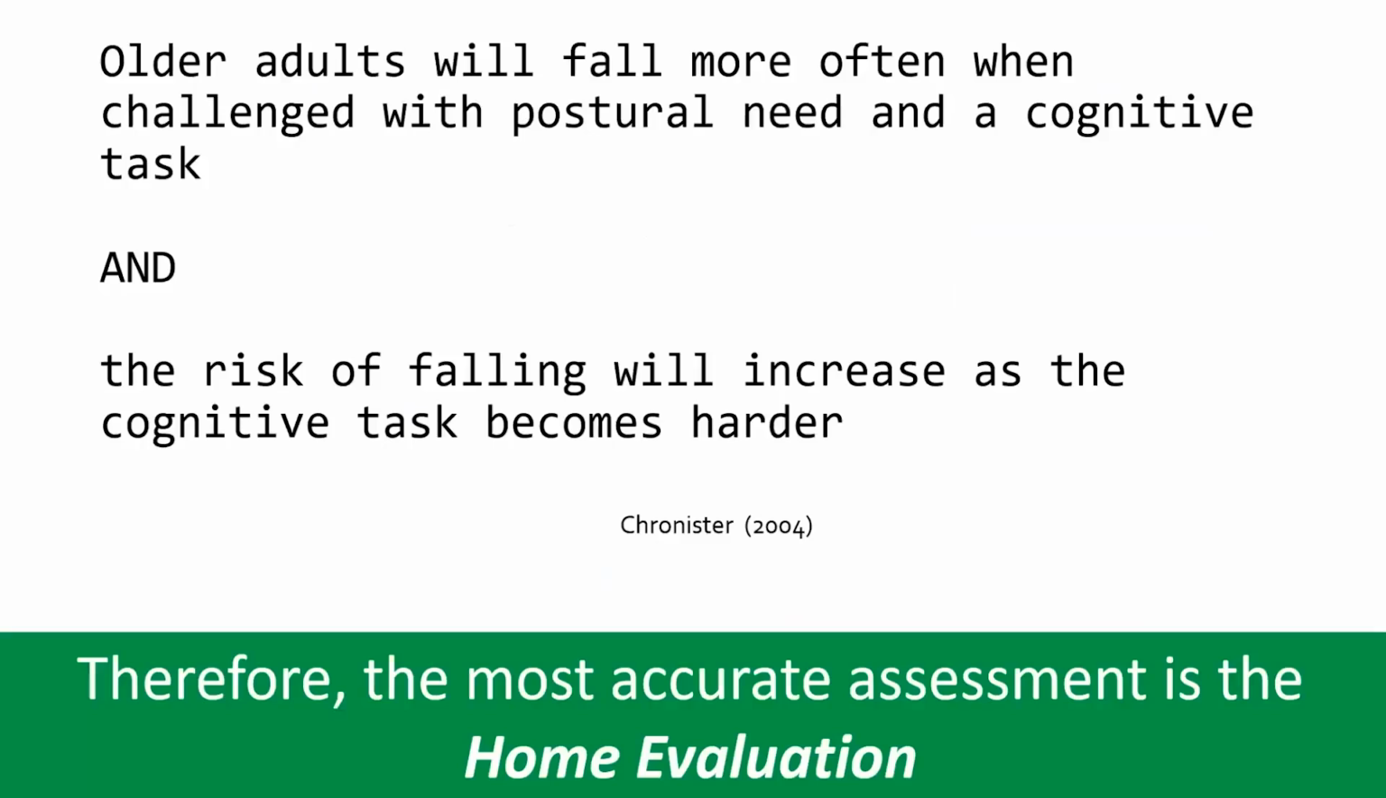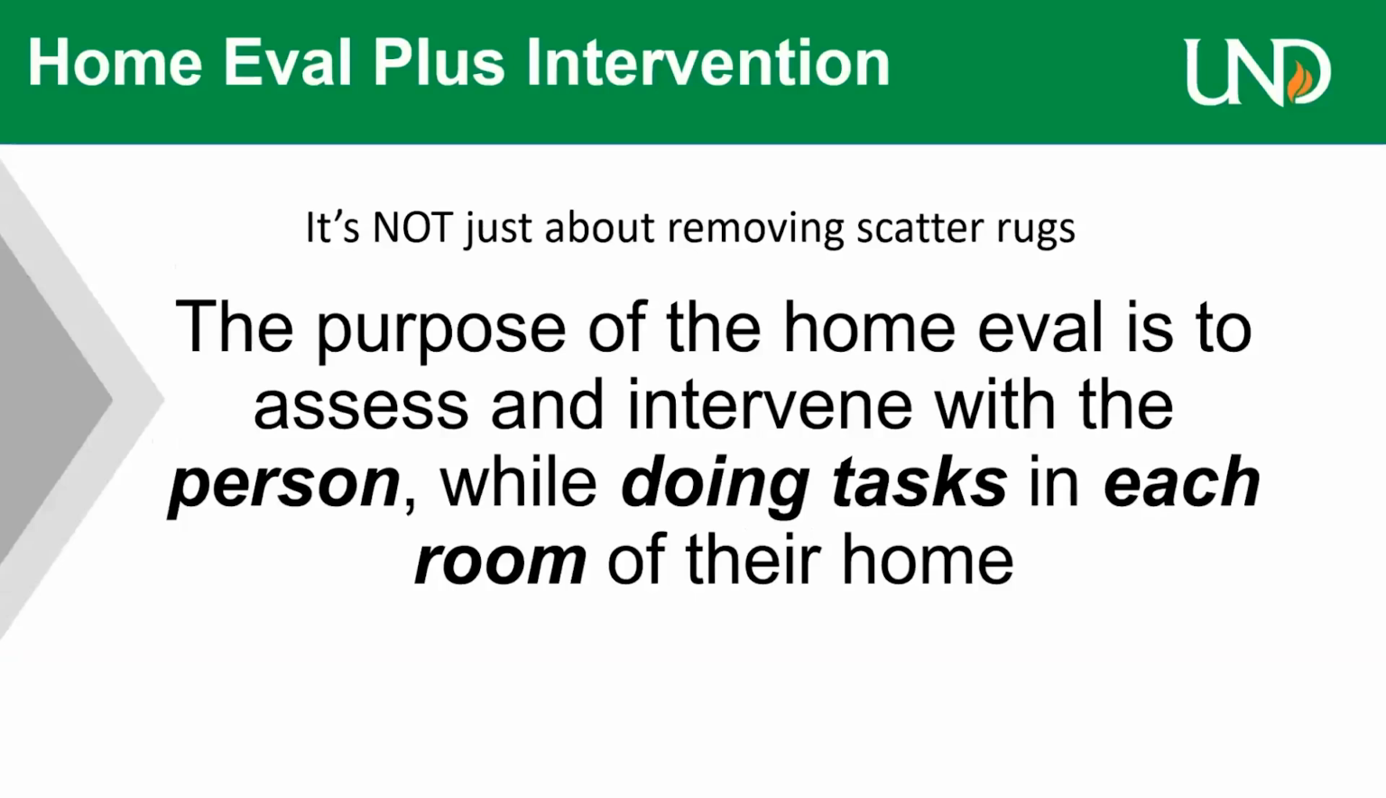So older adults will fall more often when they're challenged with a postural need plus a cognitive task, and the risk of falling will increase as the cognitive task becomes harder. Therefore, where do all these cognitive tasks occur? They typically occur in their own home when they're doing meaningful tasks, such as home maintenance or meal preparation, IADLs, ADLs. So the home evaluation is done plus the intervention.